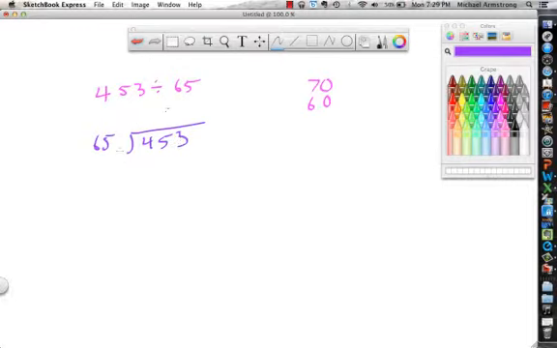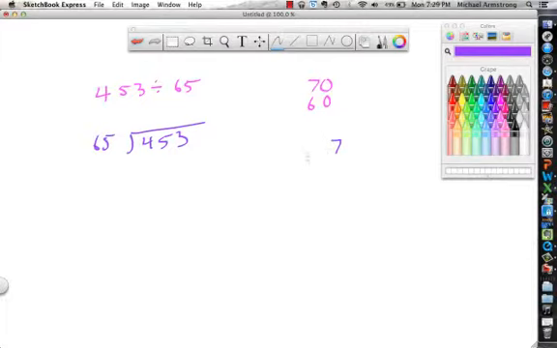Now I'm just going to think in my head, well, 6 goes into 45 7 times. 6 times 7 is 42. And 7, if I were to round up, goes into 45 6 times, 42. So if I'm rounding up, I'm going to put a 6 up here, and if I'm rounding down, I'm going to put a 7 up here. So I have to choose either a 6 or a 7.